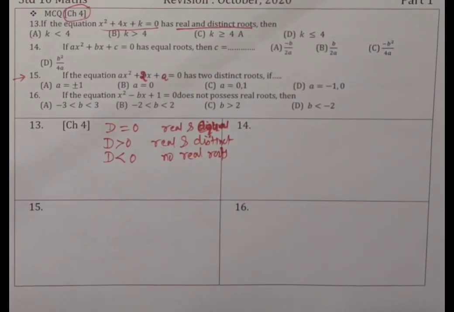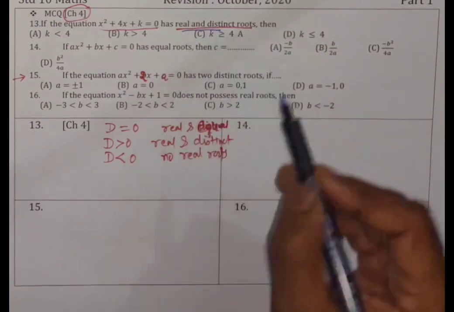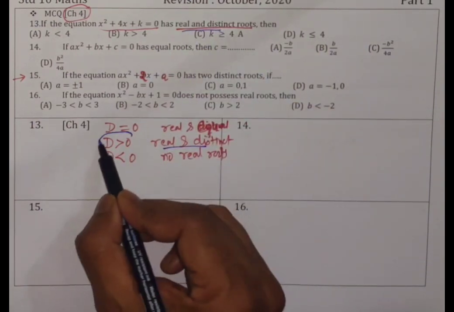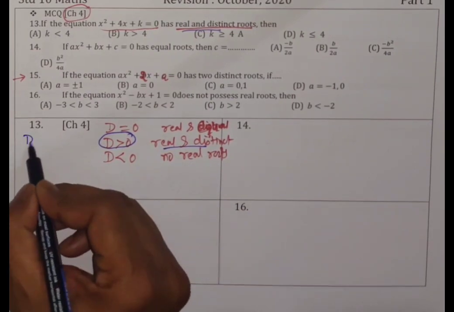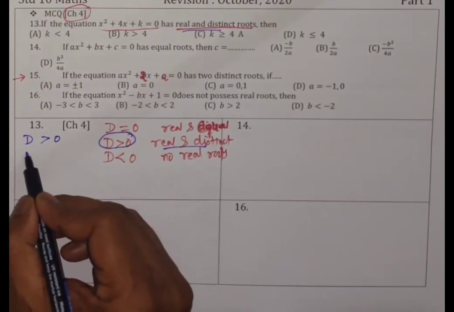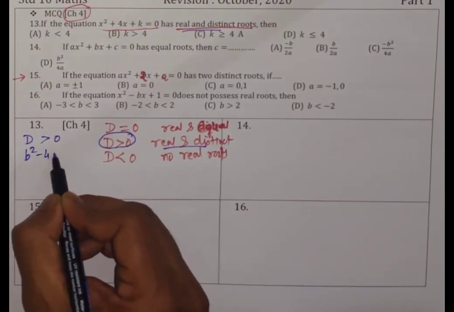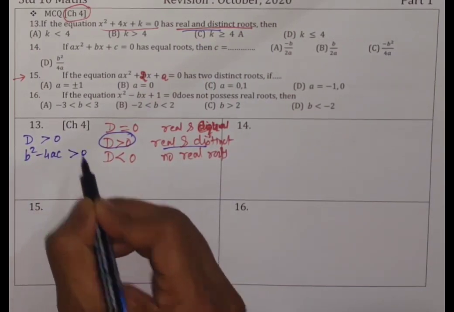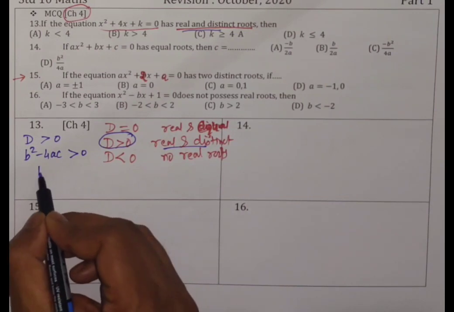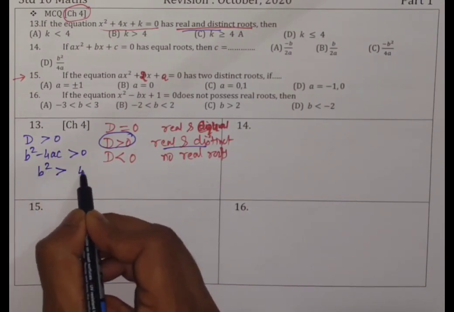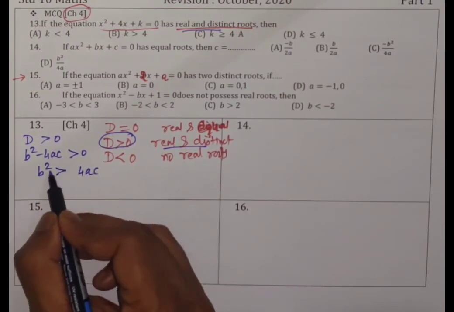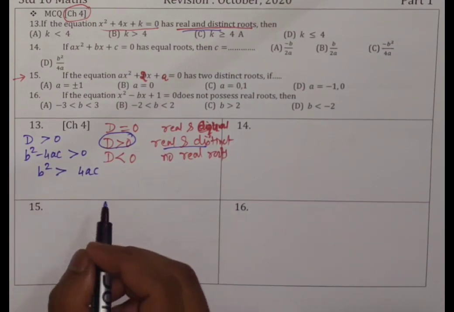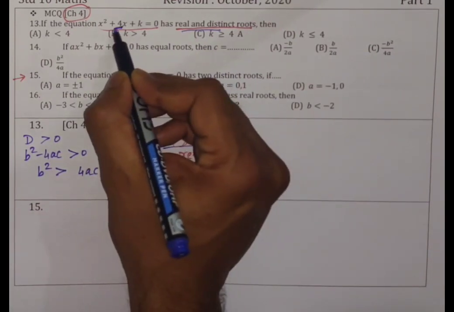Here we have real and distinct roots. So discriminant D is greater than 0. What is the formula for discriminant? B square minus 4ac. D is b square minus 4ac is greater than 0. Take minus 4ac on other side. So b square is greater than 4ac. Children, here it is not equal to, it is greater than. Now what is b?